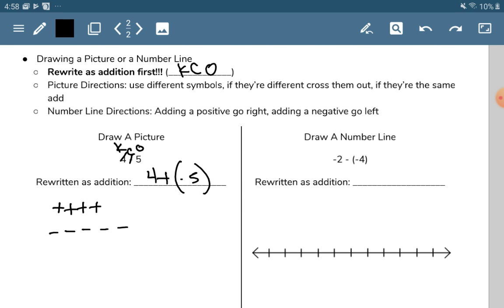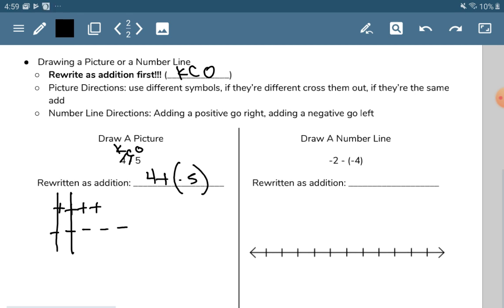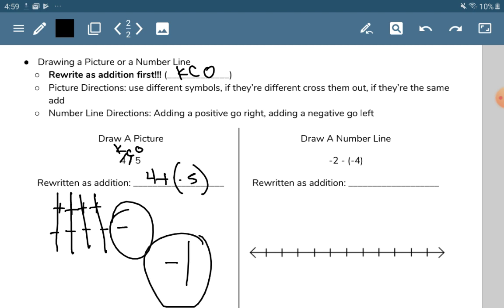And since my signs are different, I'm going to cross off one of each until I only have one symbol left over. So I'm going to cross off a positive and a negative, a positive and a negative, positive and a negative, positive and a negative. This is my leftover. I have one symbol remaining, and it happens to represent a negative number, so my answer is negative 1. Moving on to the number line, I have negative 2 minus negative 4.